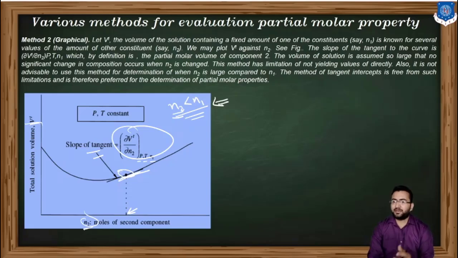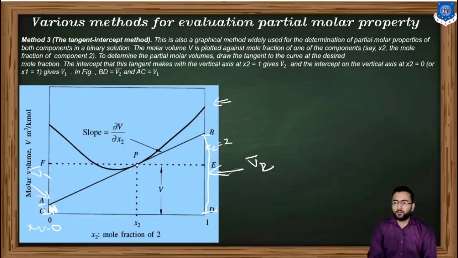So here the limitation is that it can only be used for dilute solutions. But if we want to find out for the other component, then we go for the tangent intercept method. From this method, we can find the partial molar volume for both components if we draw the tangent and extend it to x2 equal to 1 and x2 equal to 0.